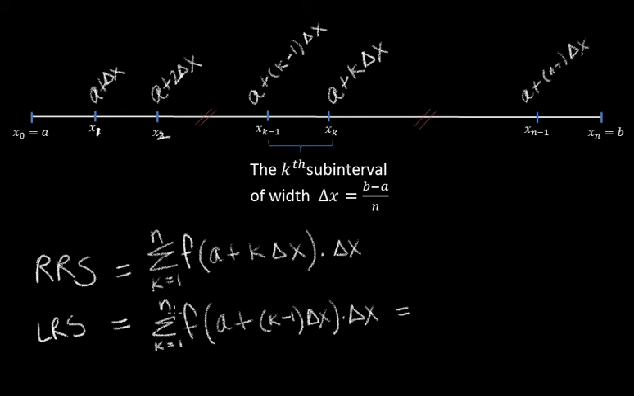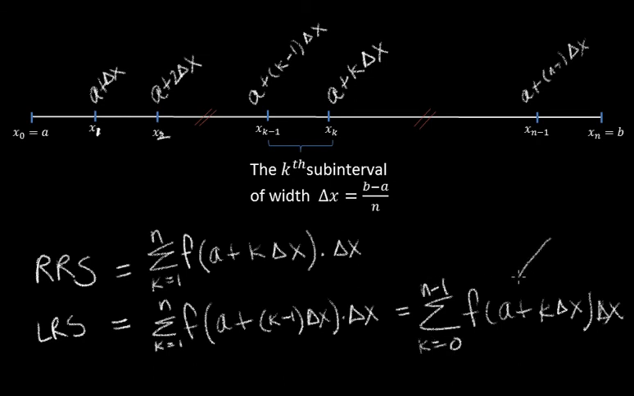But there's a simpler way to write it. Instead of starting our counter at k equals 1, we could use the exact same formula we have for the right Riemann sum, but start our counter at a plus 0 jumps of delta x, and end it at x sub n minus 1. So we have f of a plus k delta x's times delta x, but we start k at 0 and end it at n minus 1. So this one is the easier one to remember.